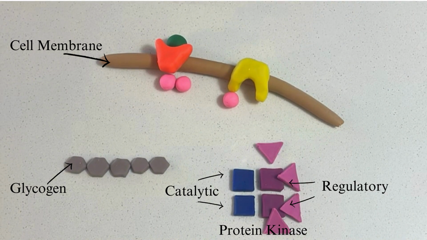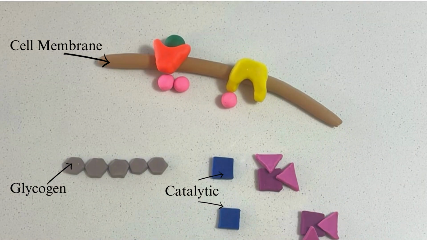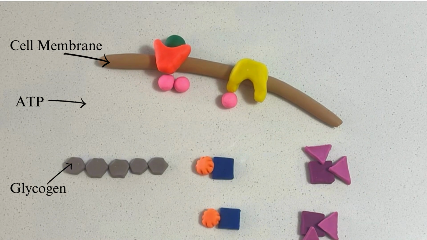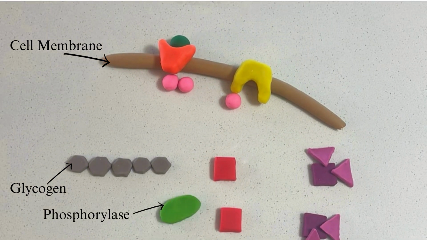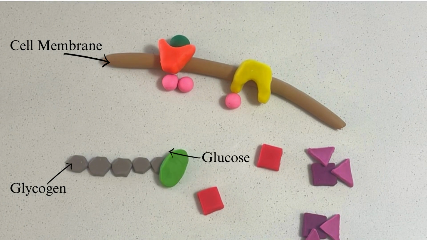Our cyclic AMP will now bind to the regulatory subunits, releasing the catalytic subunits, where they are then met with ATP as they become phosphorylated and active, changing color. In this situation, it will bond to phosphorylase, activating it so it can release glucose from glycogen.